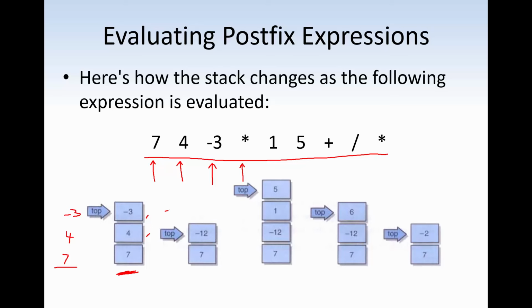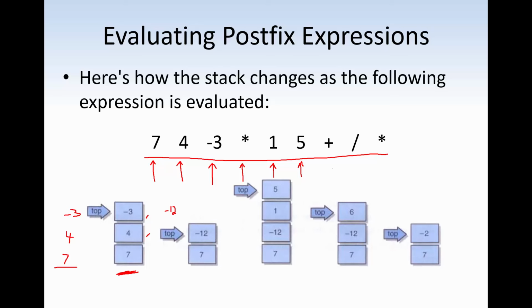And then that -12, I'm going to push that result on the stack. So that leaves me out here. I still have the 7, which is the very first thing I read in, and then I have the -12, which was the result of me doing the multiplication operation. Moving forward, I'm going to keep on doing the same thing. So next, I'm going to see a 1. That means I just want to put a 1 on the stack. Next, I see a 5. That means I'll put a 5 on the stack.